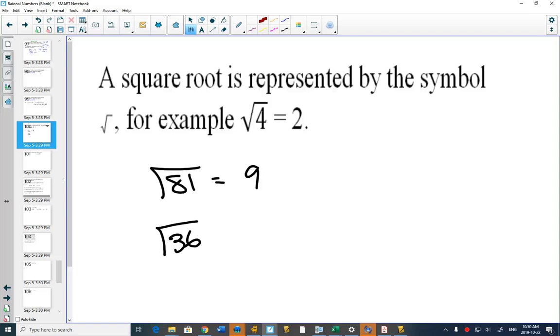Who are you going to pick? You pick someone, Logan, to answer this one. Sorry? Who did you pick? Aiden. You got chosen to solve this one. Square root of 36 is? 6. Perfect.